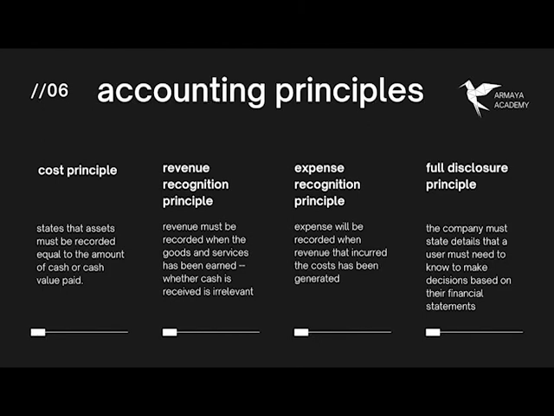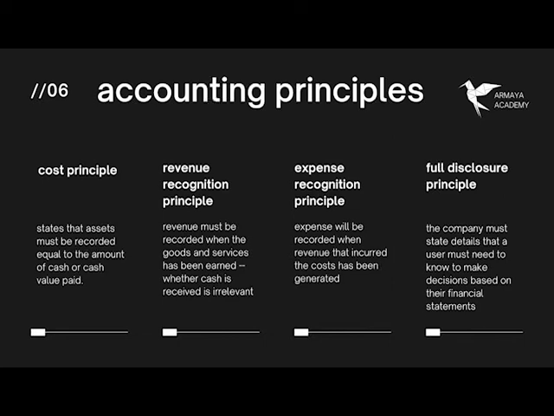So next is the full disclosure principle. The company must state details that a user needs to know to make decisions based on the financial statements. So for example, we must disclose loan agreements, their maturity, interest, and terms as part of our financial statements so that investors would know what the debt of a company is. Okay? So those are the four accounting principles.